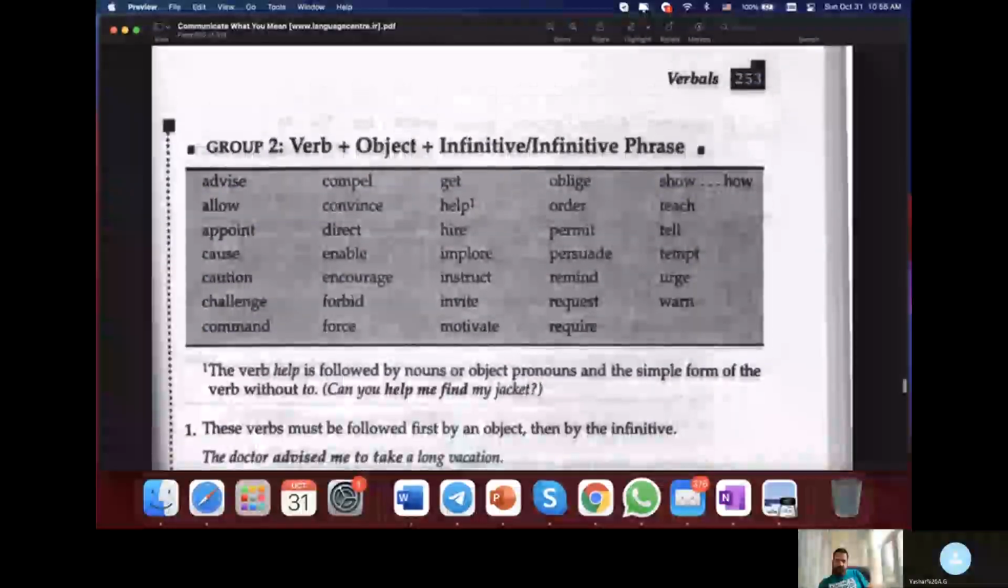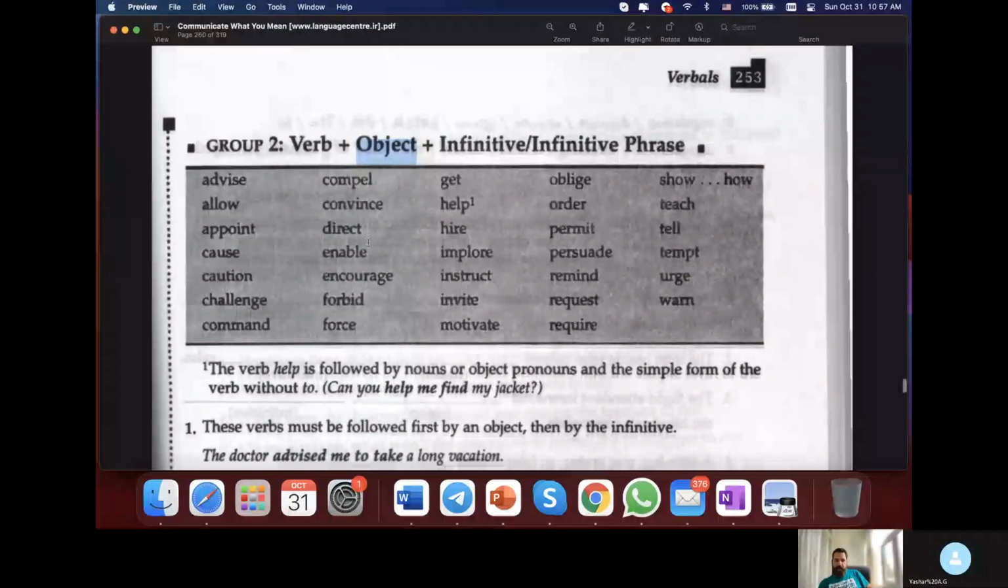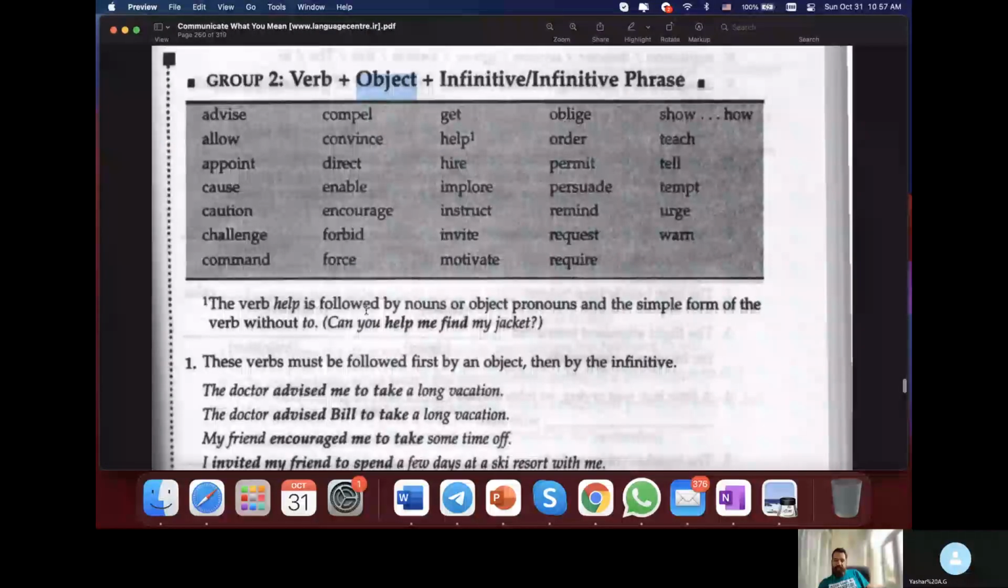Sometimes we have verbs that need an object as well. My father advised me not to leave home late at night. I allowed my son to play with his toys. So the verb help is followed by nouns or object pronoun and the simple form of the verb without to. So if you say, can you help me? It is better to use the bare infinitive, but to again is true.